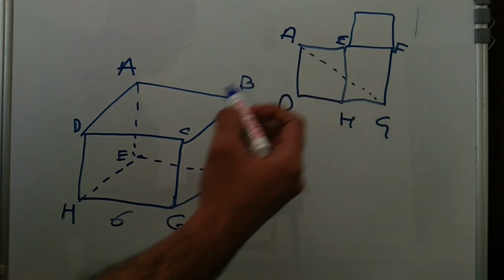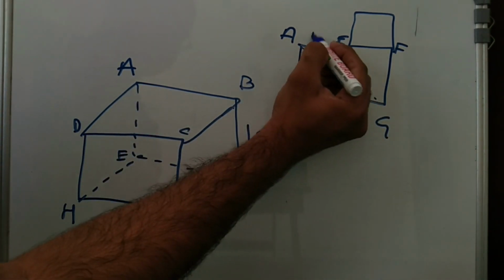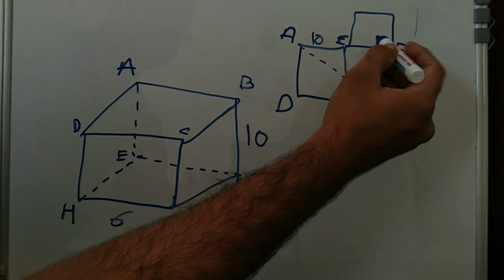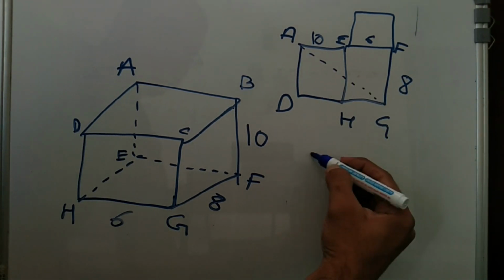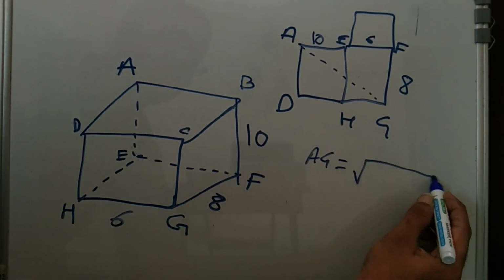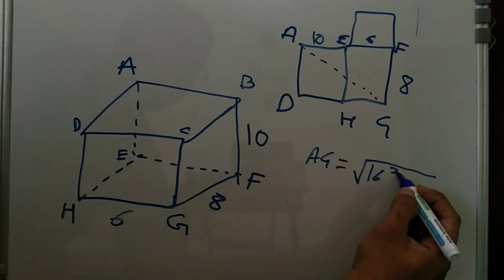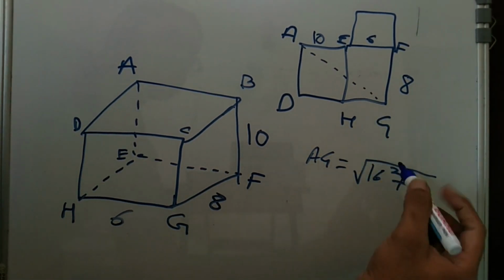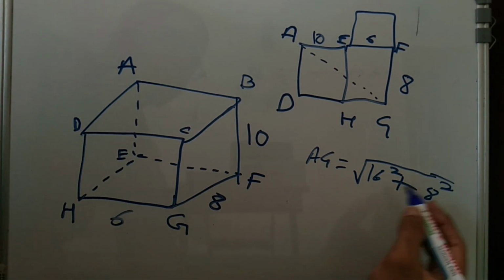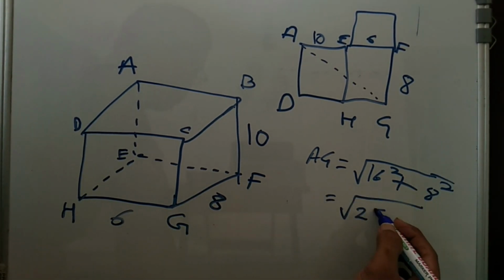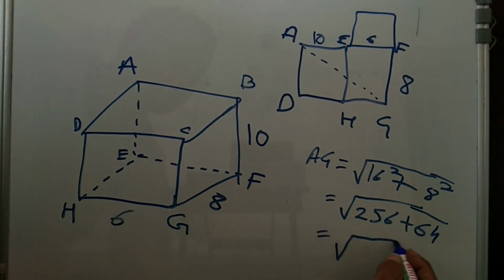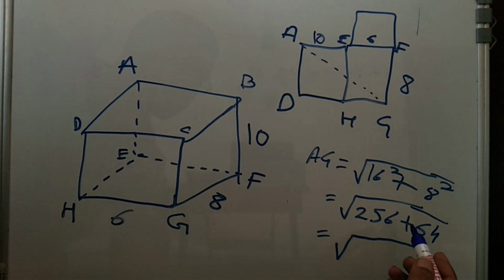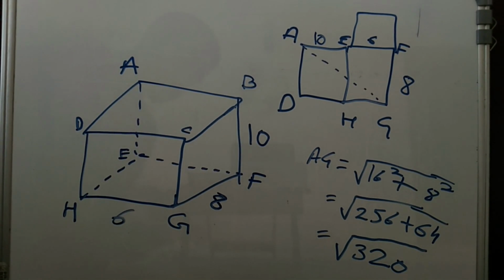AE was the height initially, which was given to be 10, and EF was 6, and FG was 8. So now AG is equal to root of (10 plus 6 is 16) 16 square plus 8 square, which is root of 256 plus 64, which is root 320. So root 320 would be my answer to this question.